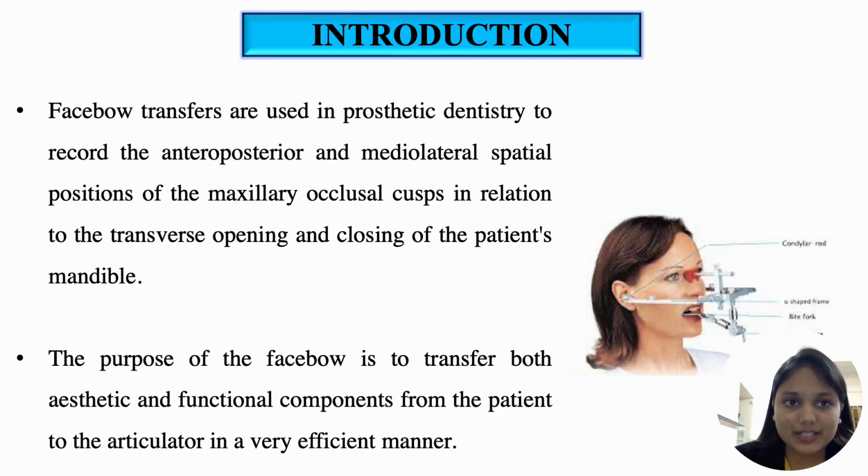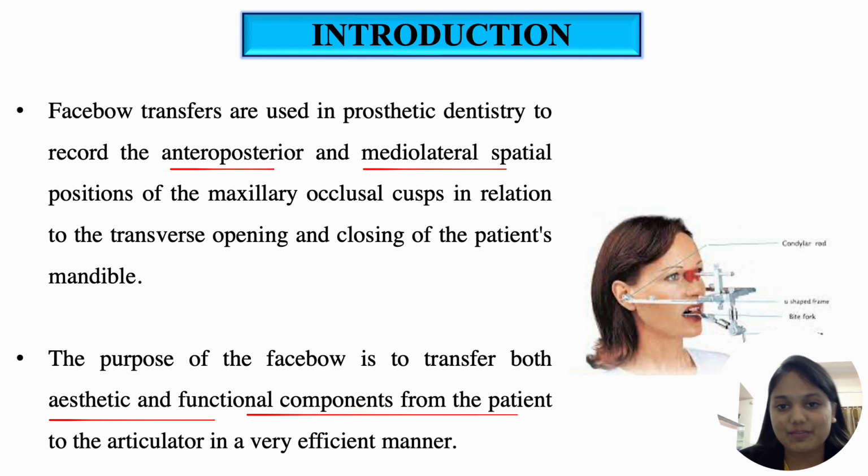Now, face bow transfer is used in prosthetic dentistry to record the anterior-posterior and mediolateral relationships of the maxillary occlusal cusps in relation to the transverse opening and closing of the patient's mandible. The purpose of this face bow is to transfer both the aesthetic and the functional components from the patient to the articulator in a very efficient manner.